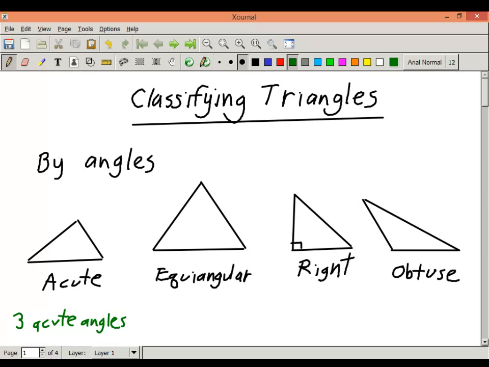Equiangular, if you look at the word equiangular, the equa means equal. And so if you have a triangle where all three angles are the same, all three angles are congruent, then that's an equiangular triangle. So we would say that this triangle has three congruent angles.